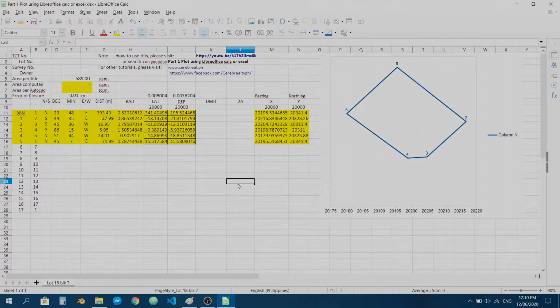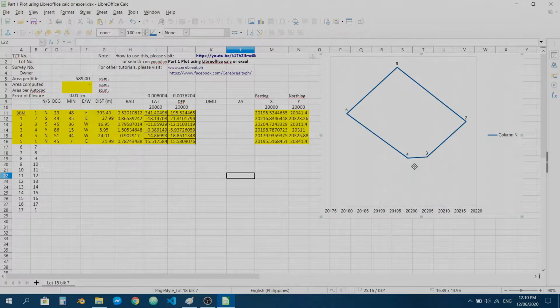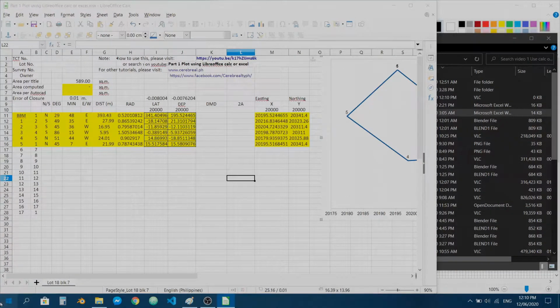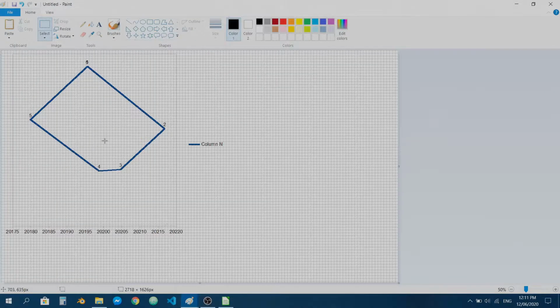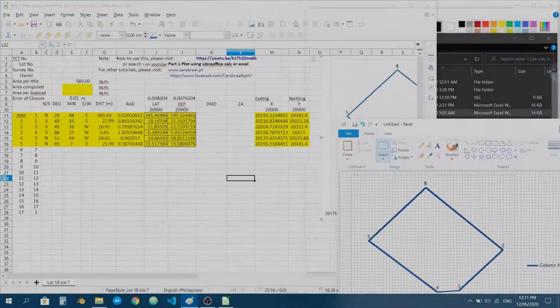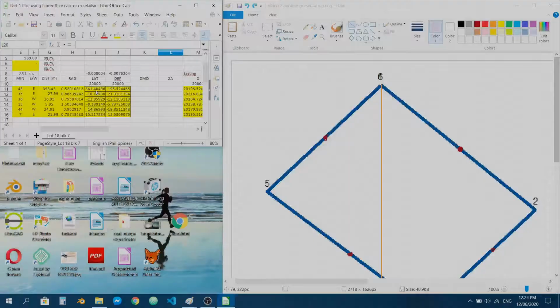Now, as a preliminary to prepare this, we're going to copy this plot and then paste it on our paint for presentation purposes. Okay, now, so we will be using this to derive the area by double meridian distance method. Okay, now, let me pause to prepare.